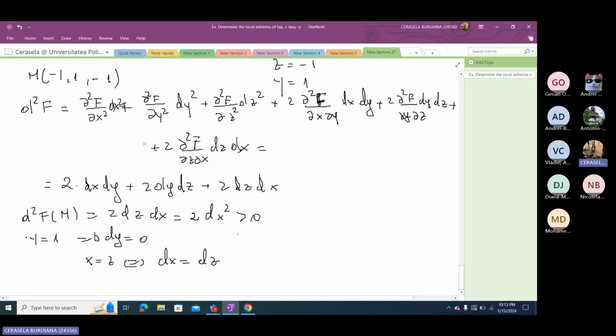Which is obviously a positively defined quadratic form, which means that my point is a minimum or maximum conditional extrema? Minimum. Yeah, it's a minimum. Good. A minimum conditional extremum point. And we finished. And that's it.